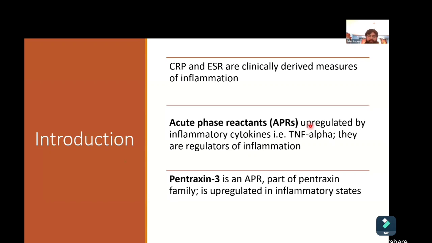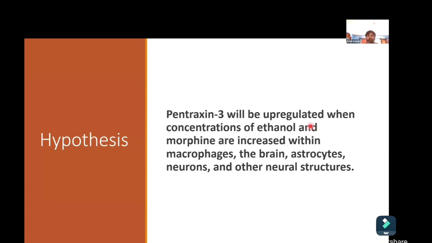Now, one such acute phase reactant is pentraxin 3, which is in the same class as C-reactive protein, so they are both pentraxins. In this study, we want to look at whether we can utilize pentraxin 3 as a predictor of ethanol and morphine-induced inflammation, as there is very limited literature in this regard. Our hypothesis is that pentraxin 3 will be upregulated when concentrations of ethanol and morphine are increased within macrophages, the brain, astrocytes, neurons, and other neuronal structures.